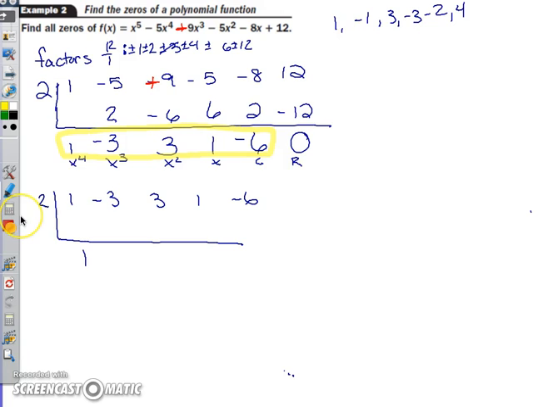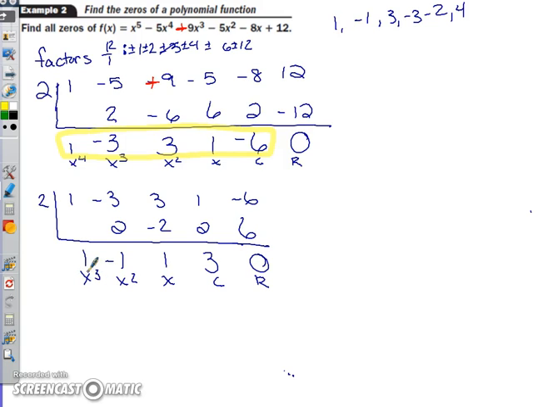All right, so here we go. 1 times 2 is 2, -3 and 2 is -1. 2 times -1 is -2. This gives you a 1. 2 times 1 is 2, plus 1 is 3. 2 times 3 is 6, and yet another 0. Remember, this is my remainder, my constant, my x squared, my x cubed.